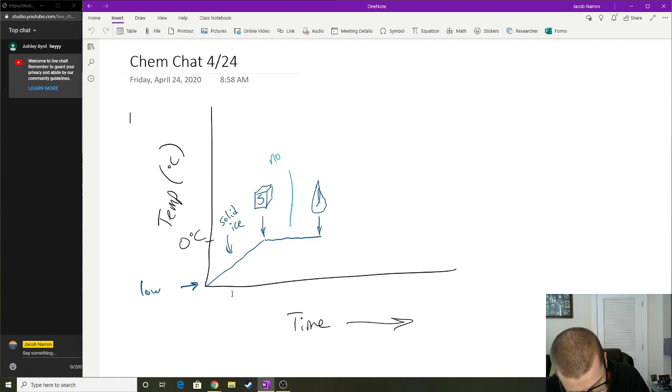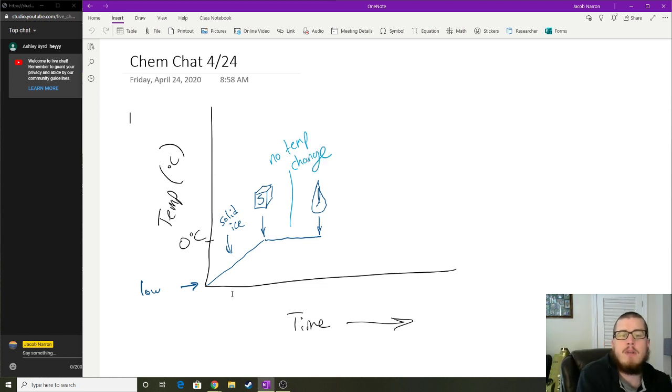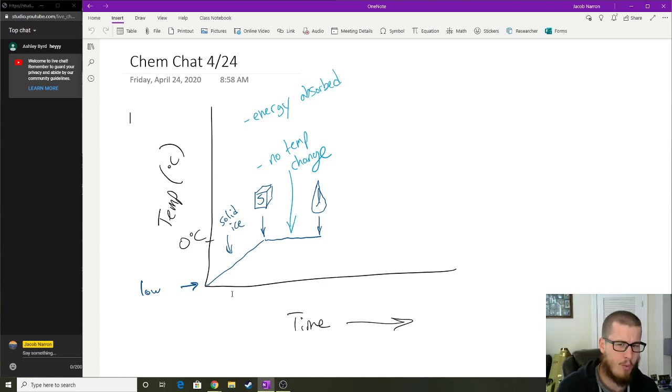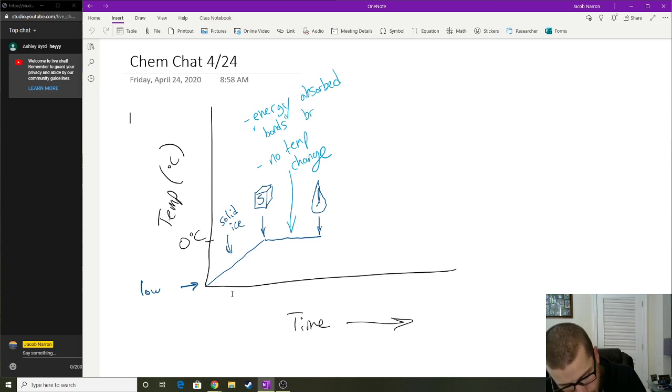So on this phase change, though, as you can see, there is no temp change, and that is really important. During a phase change, there is going to be no change in temperature. Instead, in this case, as energy is being absorbed, because we're warming up, despite the blue color scheme I've picked, we are warming up. So as energy is absorbed, bonds, and we'll put that in quotation marks, are broken.